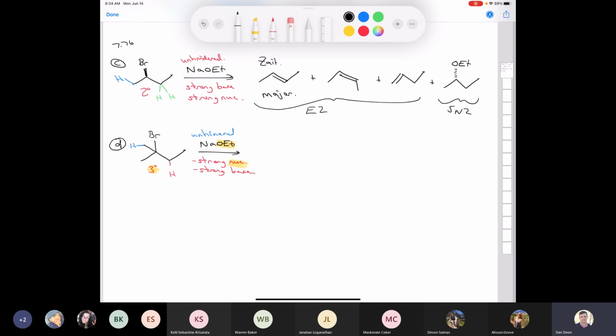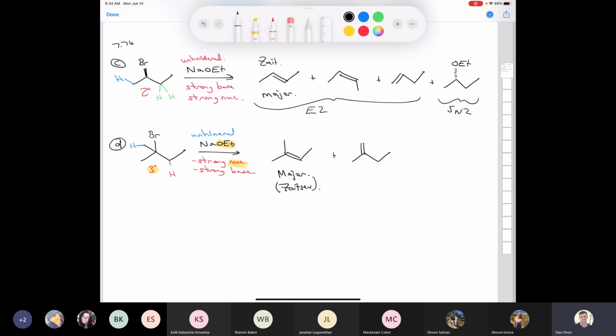So we'll write down the product of the Zaitsev elimination. There we go. So this will be our major product. Again, this is the Zaitsev product. And then we're also going to end up with some of the Hofmann product, which will look like this. So this would be our minor product.